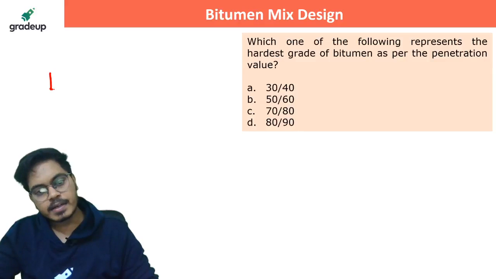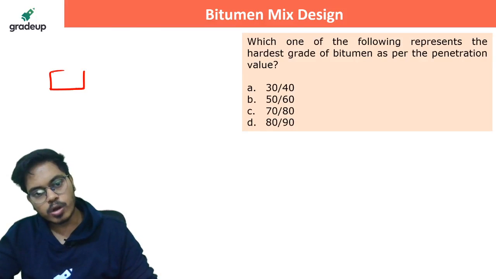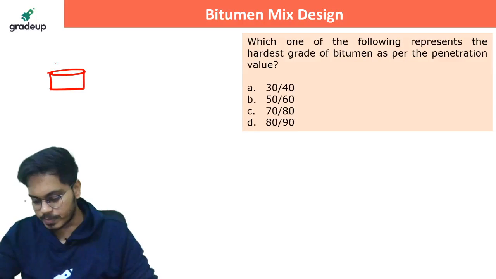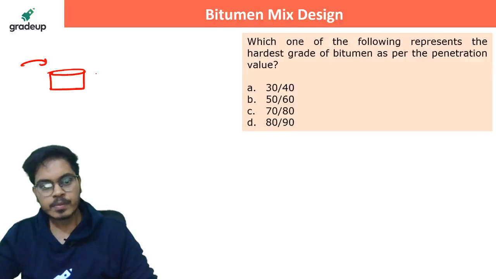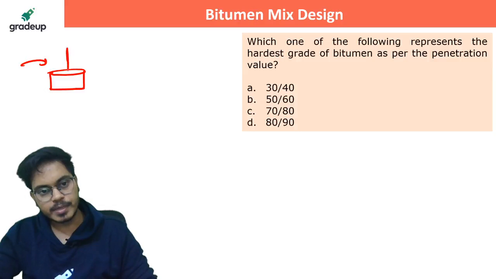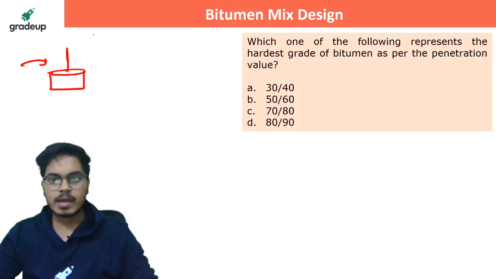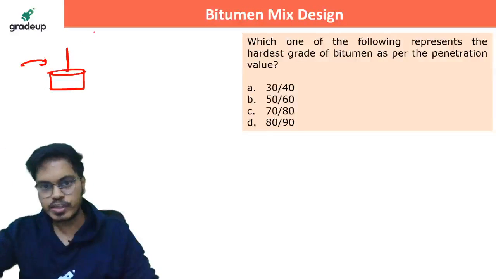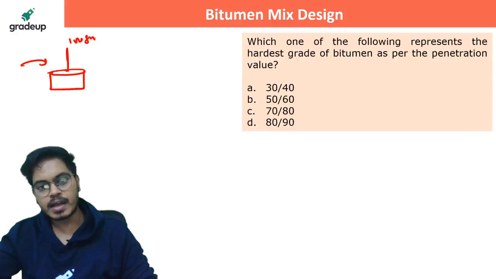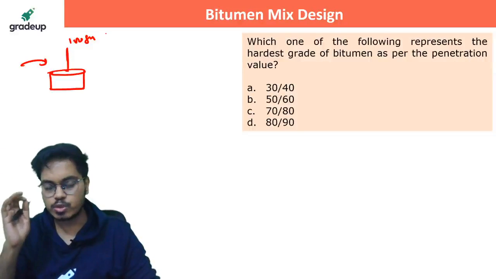See, in a penetration test, we take this small mold and we put the bitumen in this particular mold, okay? And then we bring the needle of the penetrometer to the top, and then we make this needle free fall. This needle has a weight of 100 gram, and this needle will do the free fall.